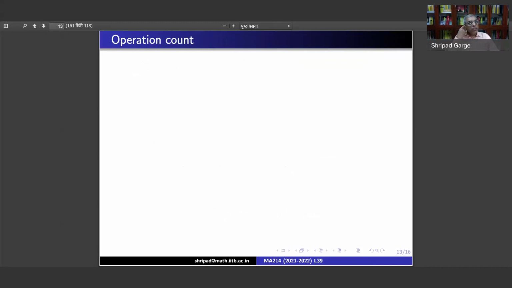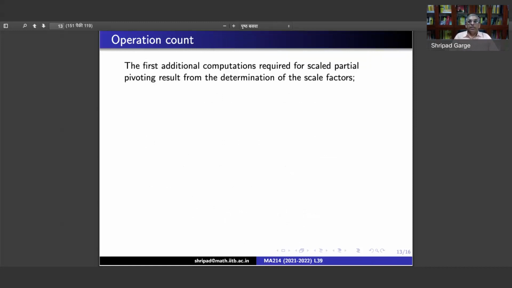Earlier we had looked at only the Gaussian elimination method and we counted the operations involved in it. But now we have modified the method, we have made it more complicated. And so we need to count the number of operations required now. The first additional computations required for scaled partial pivoting result from the determination of the scale factors.